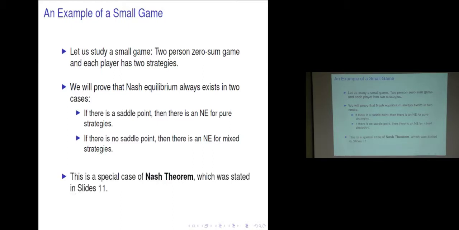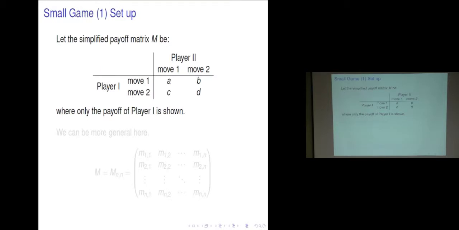Okay, so this is a special case of Nash's theorem, which I just repeated: finitely many players, each player has finitely many strategies, there is always a Nash equilibrium in mixed strategies. So let's prove this.